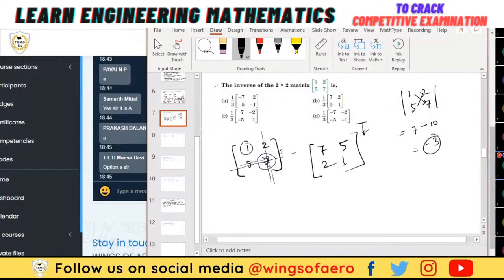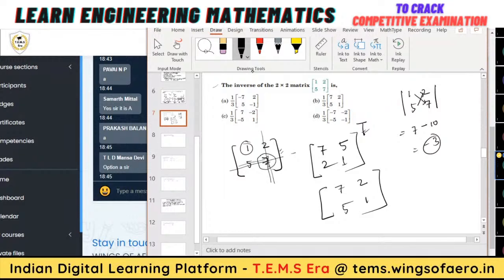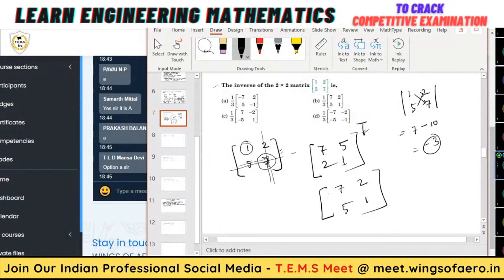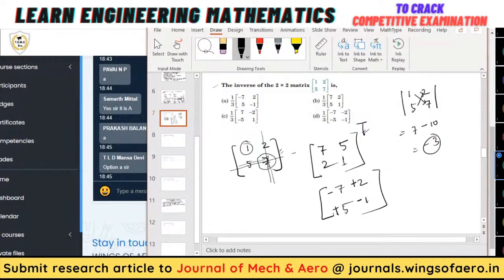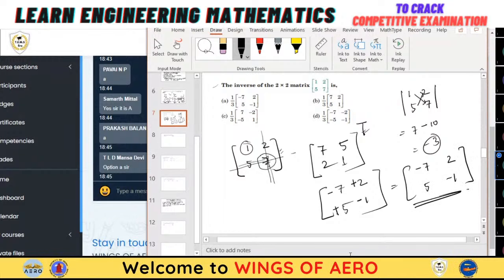So first you need to find the cofactor matrix, and after finding it, find the transpose of it. That is 7 2 5 1. And then simply write down the signs like this: first it is minus, plus, minus, plus. That is your matrix. This is the adjoint: 7, minus 7, 2, 5, minus 1. This is called the adjoint of a matrix.